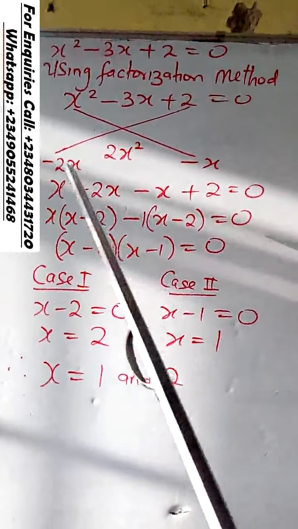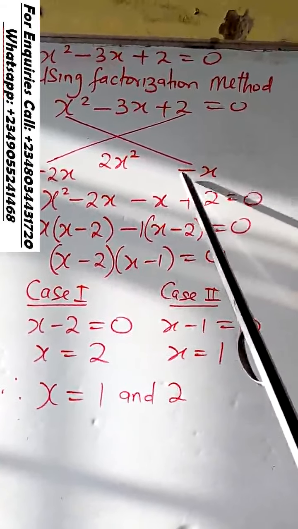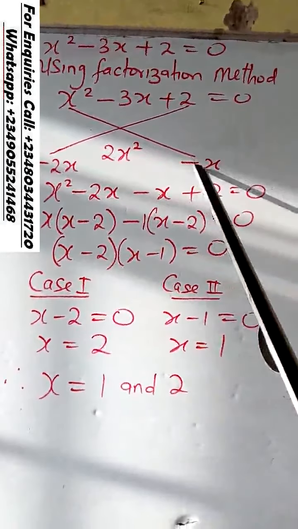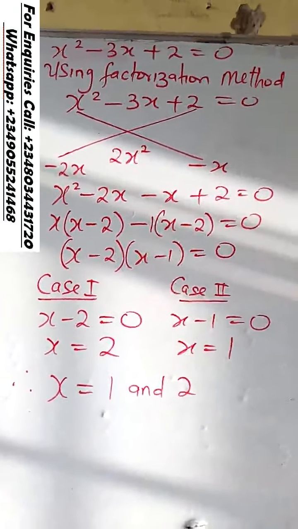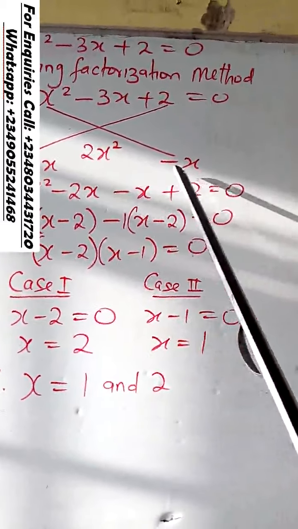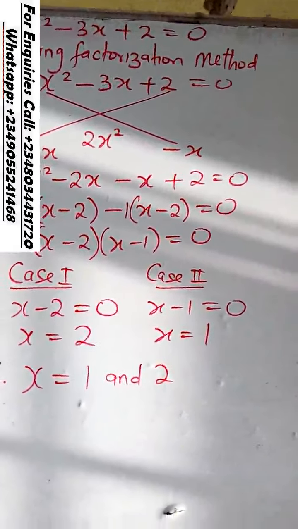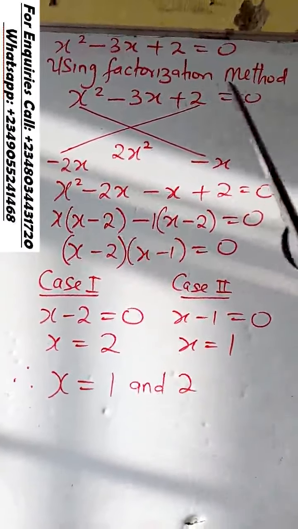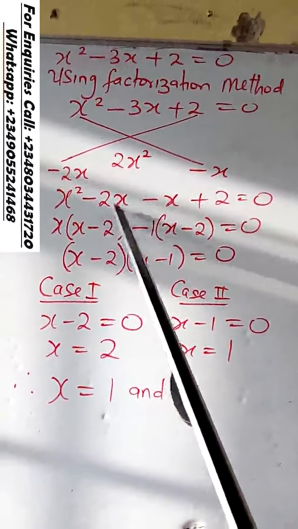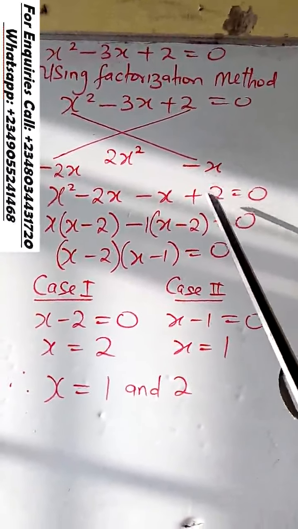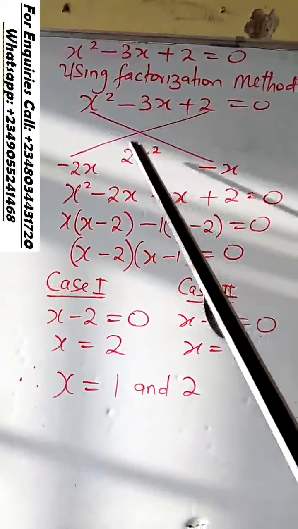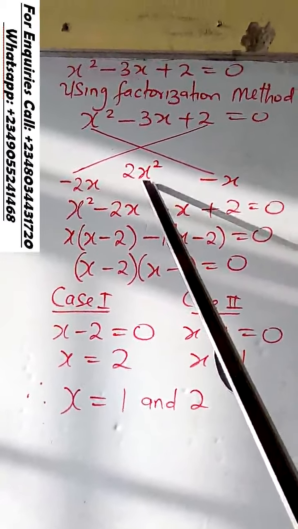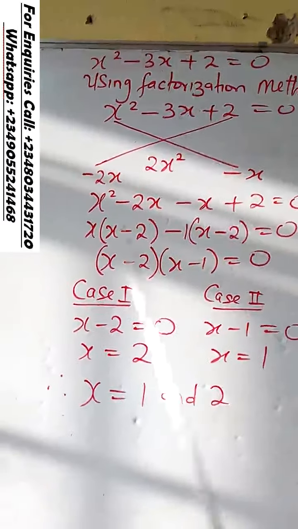Remember that the factors of 2 are 1 and 2, and the factors of 2 can also be minus 1 and minus 2. So minus 2 times minus 1 will give you 2. Minus 2 minus 1 will give you minus 3. So you pick the values. You pick x squared, followed by minus 2x, followed by minus x, and 2. The middle one, you will not touch it, because this one is to get the values that you add to give you this.